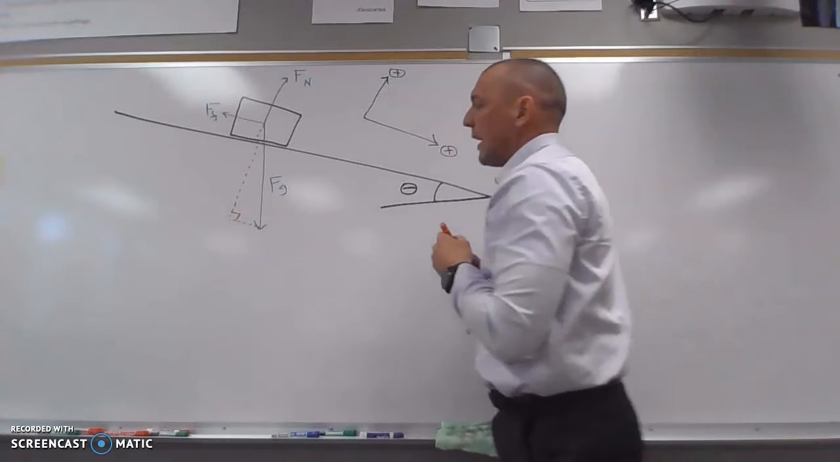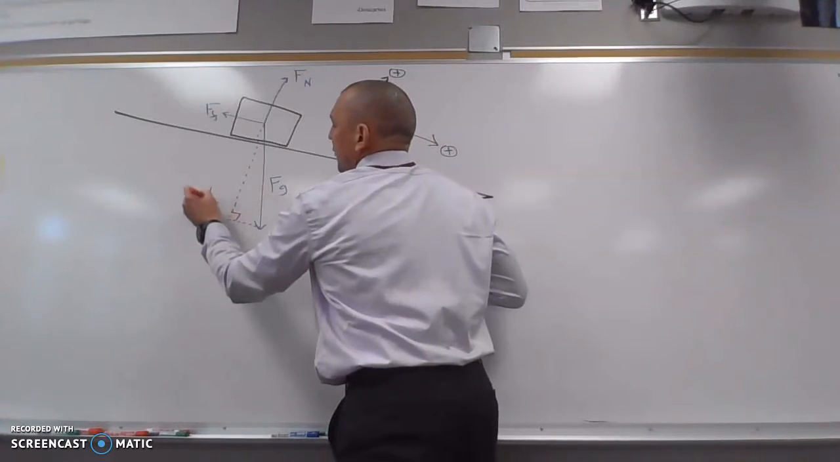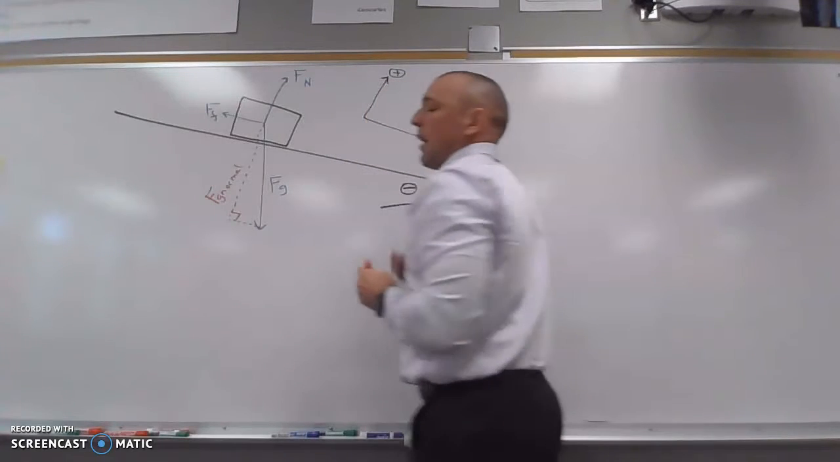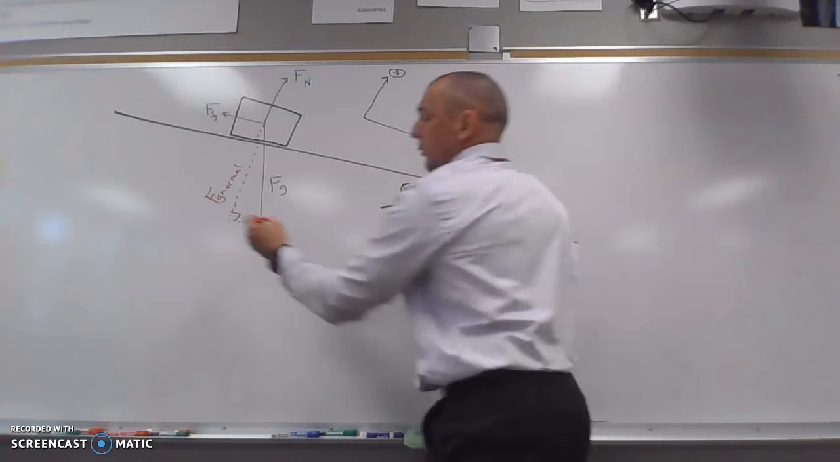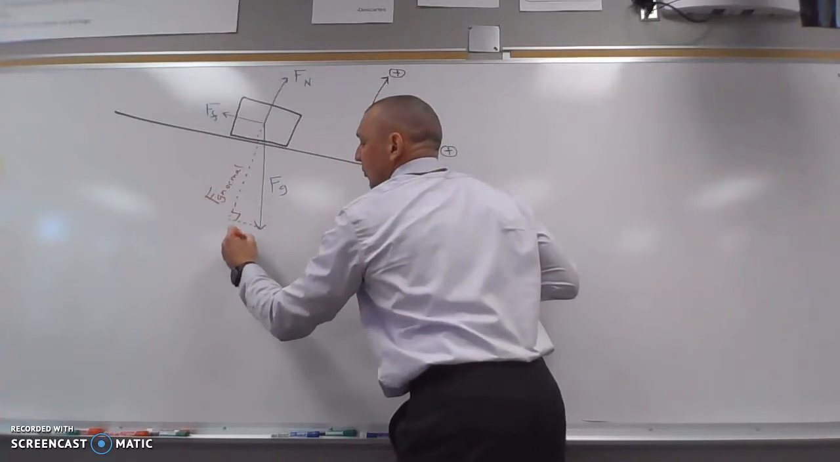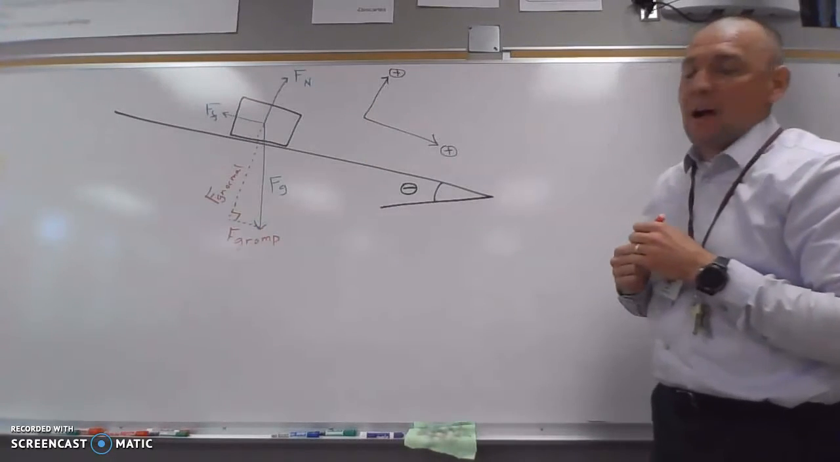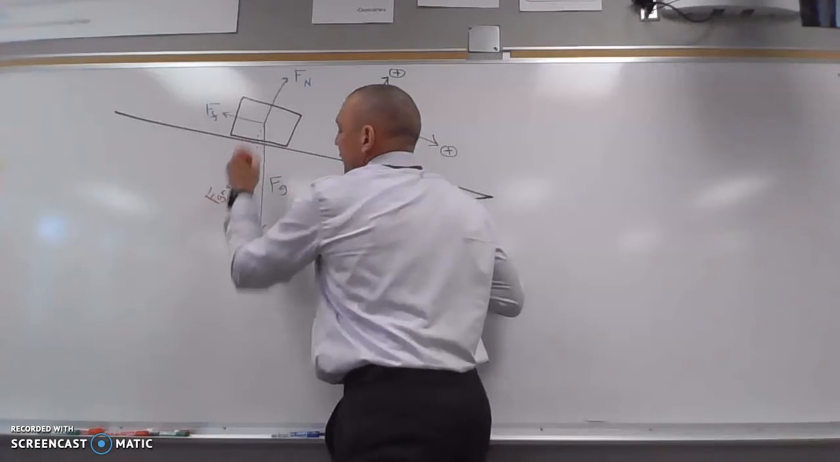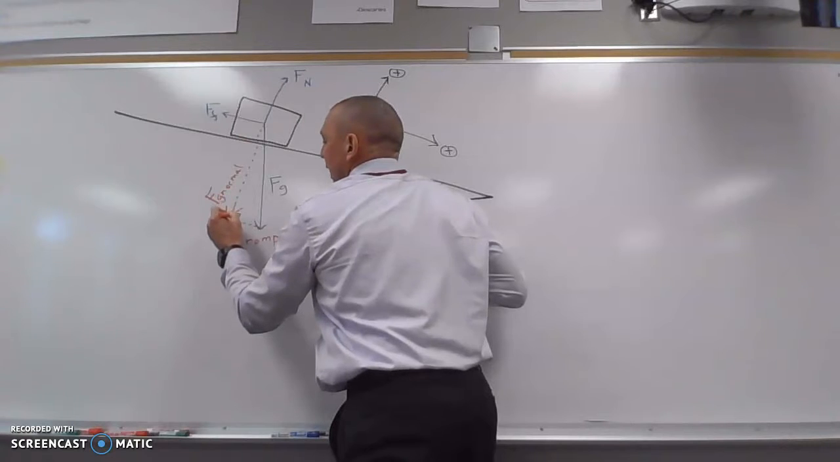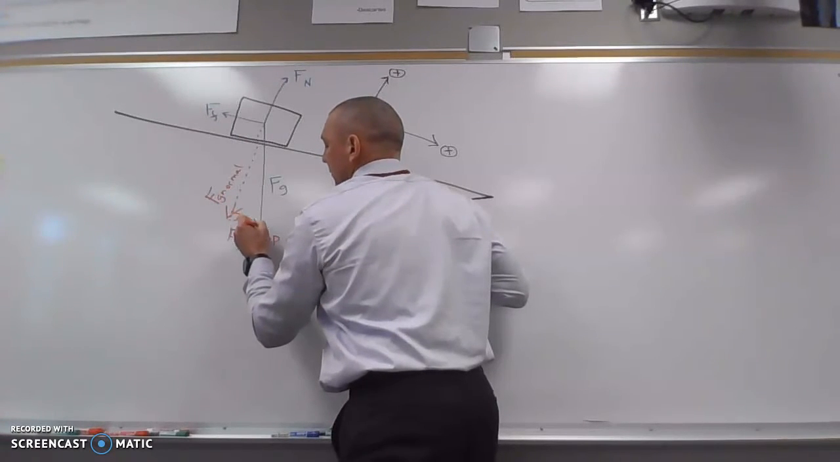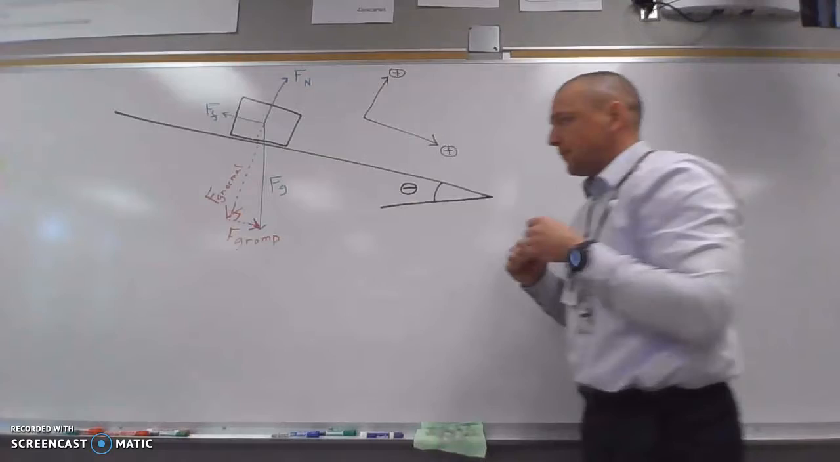So this is our right angle. We're going to call this FG normal, because it's the part of gravity that's perpendicular, or normal, to the ramp. And here we have FG ramp. That's the part of gravity that's down the ramp. So again, FG normal is pulling in this direction. FG ramp is pulling in this direction, or down the ramp.